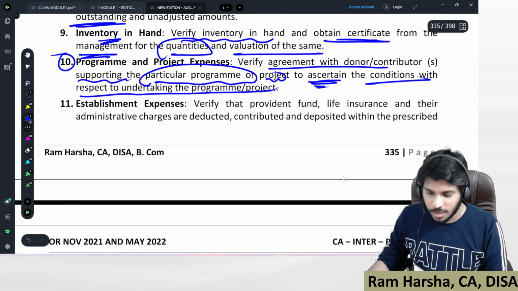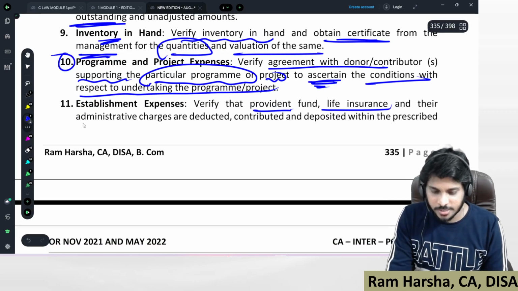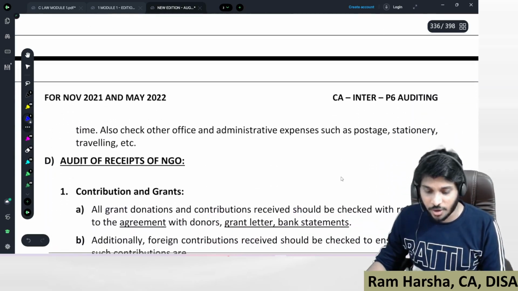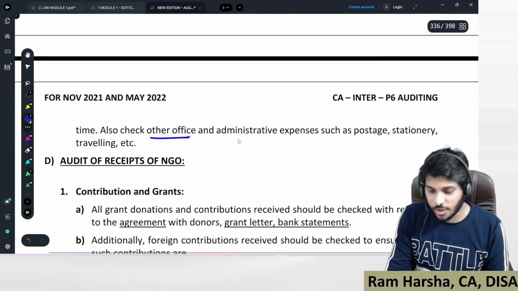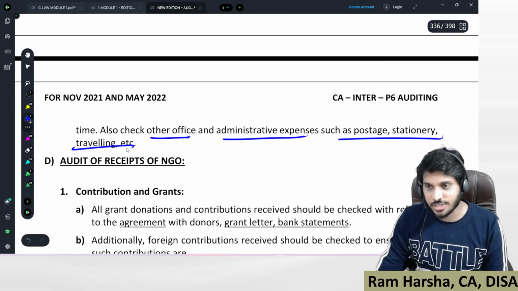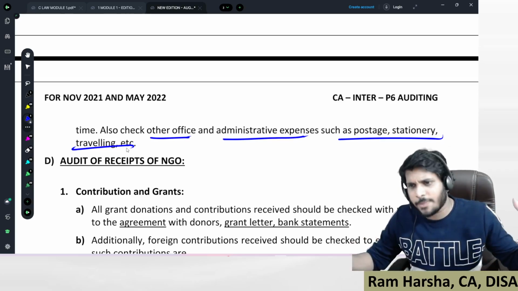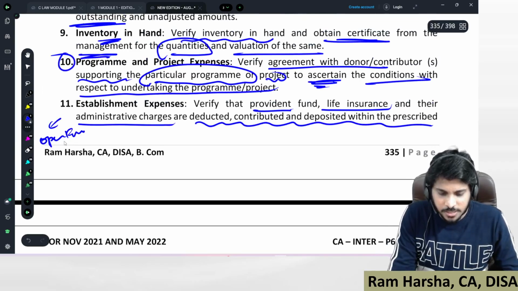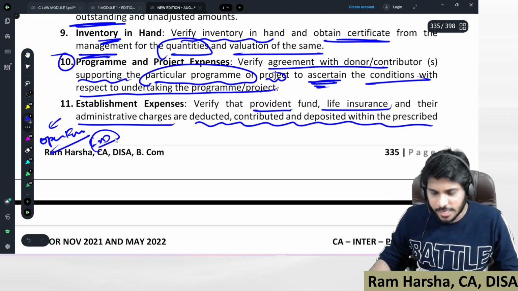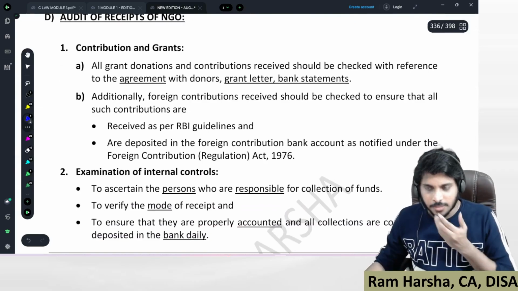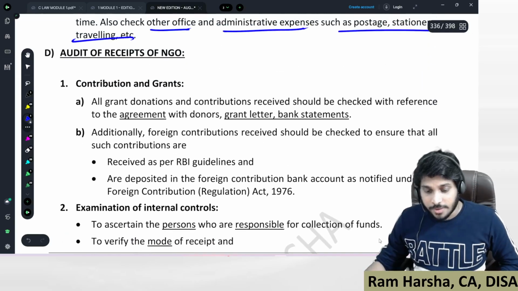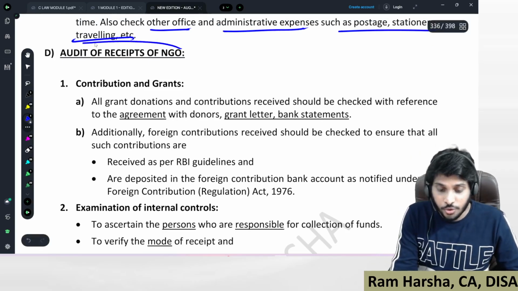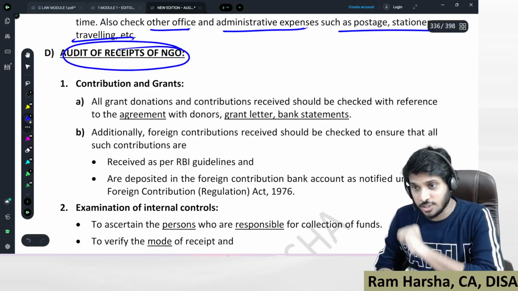Establishment expenses: look at provident fund, life insurance, administrative charges. All these are deducted and deposited with the prescribed authority. Also check the other office and administrative expenses such as traveling, all that, regular operating expenses. Establishment expenses are also called operating expenses, and statutory dues, all that. That's it. Then in the exam they may ask you exclusively how you audit receipts of an NGO.